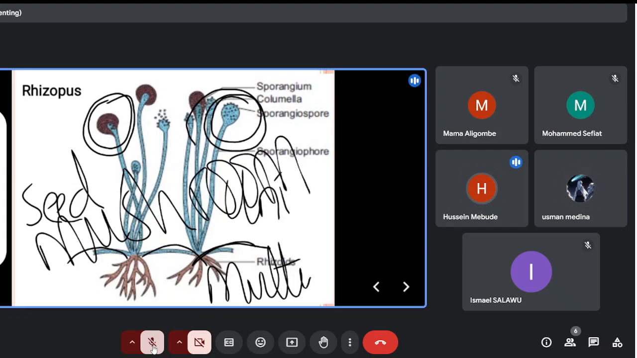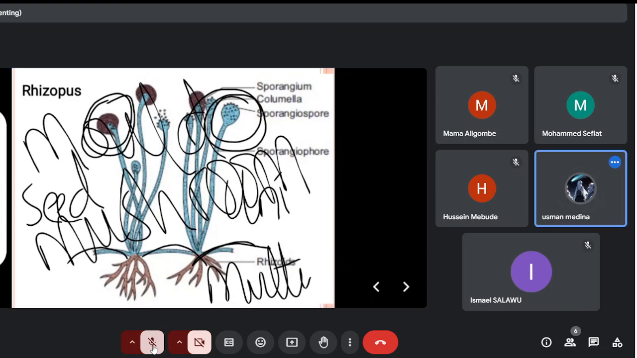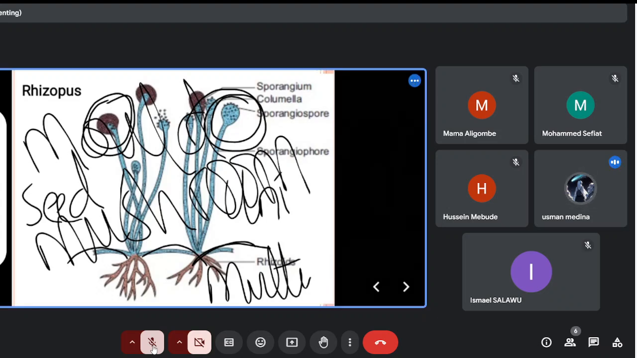We have mushroom. Someone is making noise in the background. We have mold, the common mold that grows on our food. Mold. We have toadstool and others.